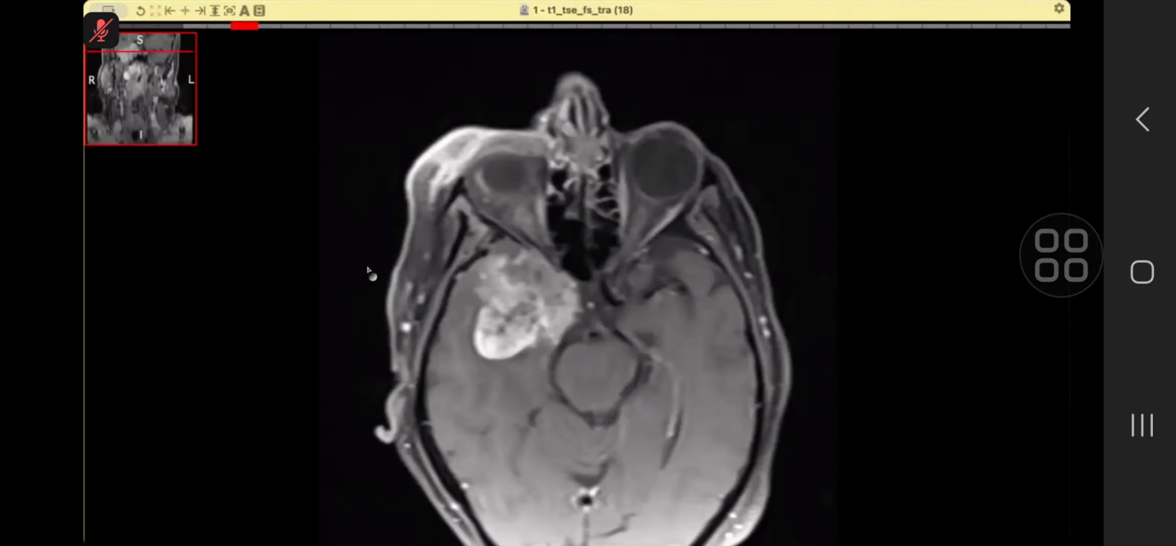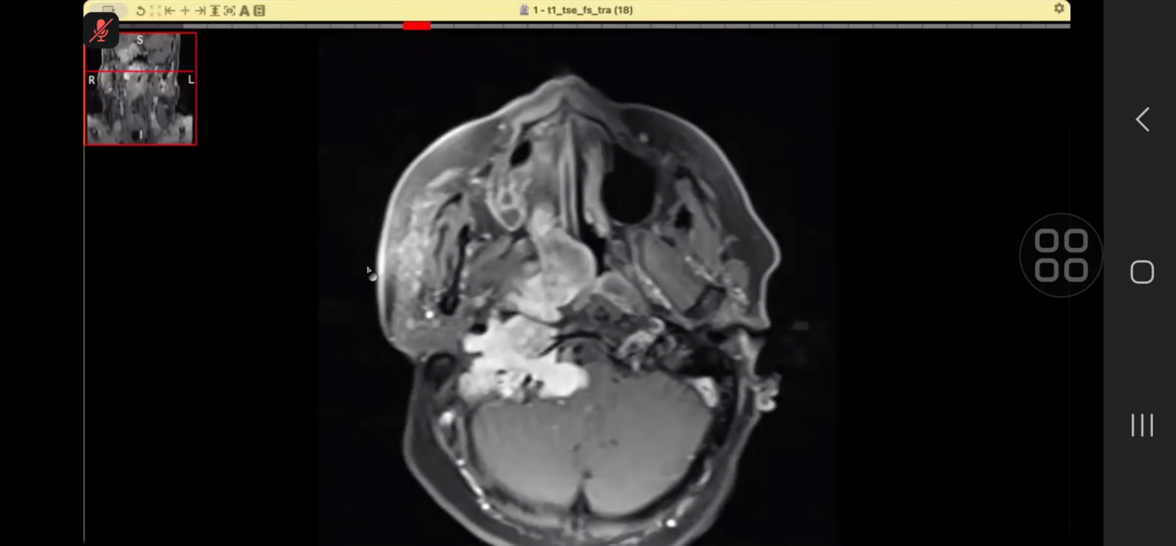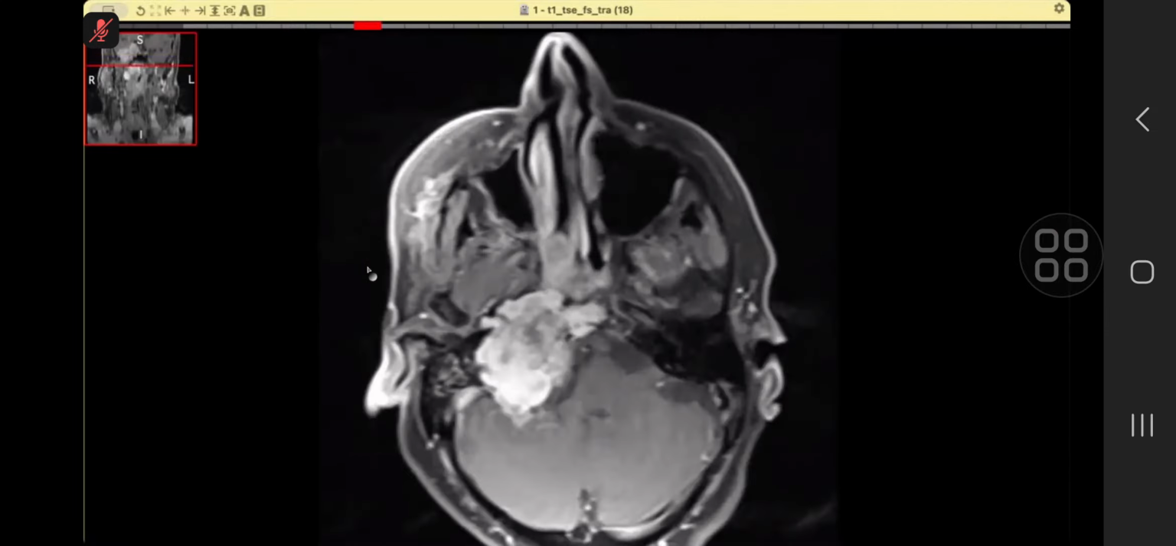So, I think this is neurofibromas. Okay, thank you.